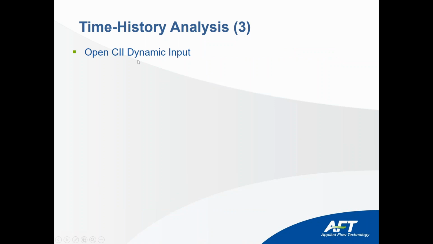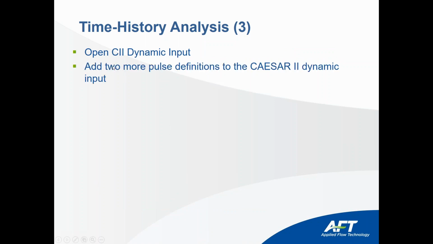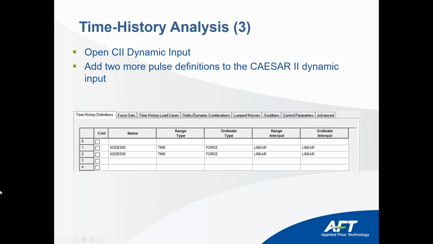So now you open dynamic input. You have to add 2 more pulse definitions in the Caesar input. You have to create them. So we create force node 300. It's going to be time, force, linear, linear, and we create node 500, time, force, linear, linear. Once you do this, then you have to input the data.